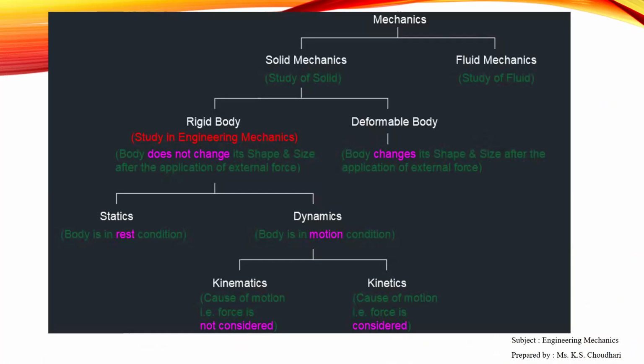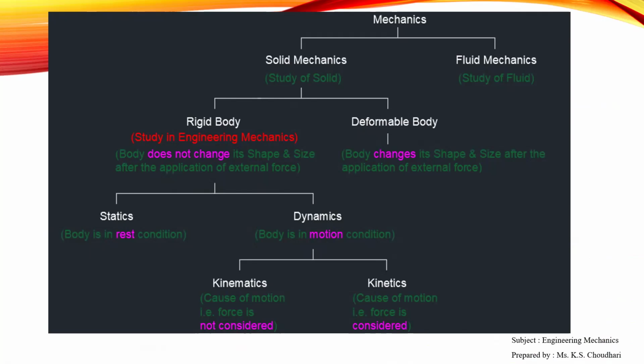Here are some other classifications of mechanics which are required. Mechanics is classified into two types, that is solid mechanics and fluid mechanics. Solid mechanics is again classified into two types, that is rigid body and deformable body. In engineering mechanics, we will study the rigid body.